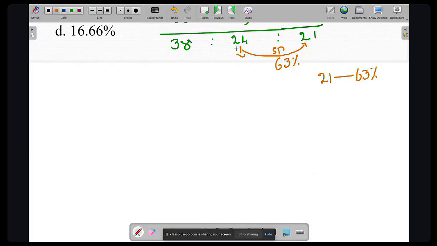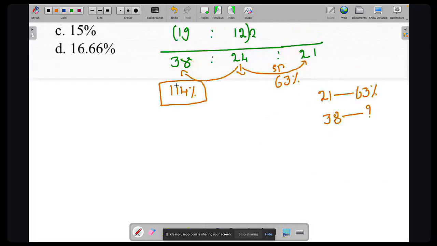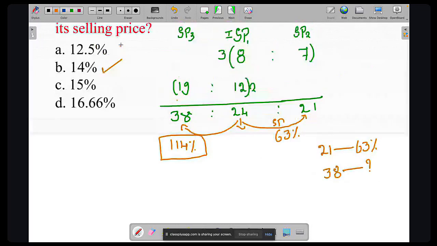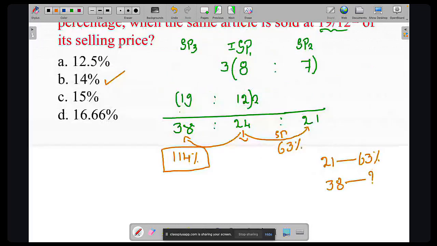Here instead of 24, I'm selling that article at 38. Now I need to find out 38 parts is how much percentage. If I solve that equation, I will get 114%. Always cost price will be 100, selling price is 114%. Then what is profit? Answer will be 14%. Is it clear now? Everyone reply if it is clear. Yes, sir. Write on this.